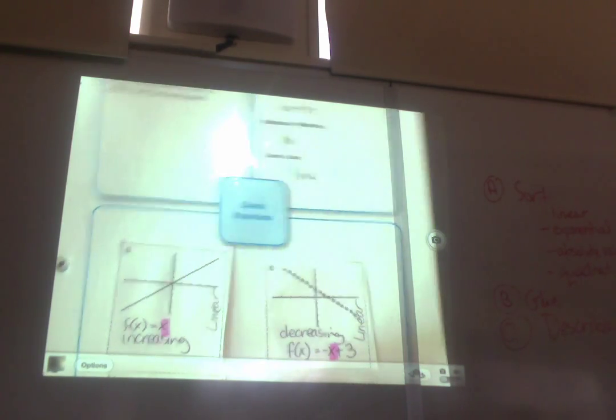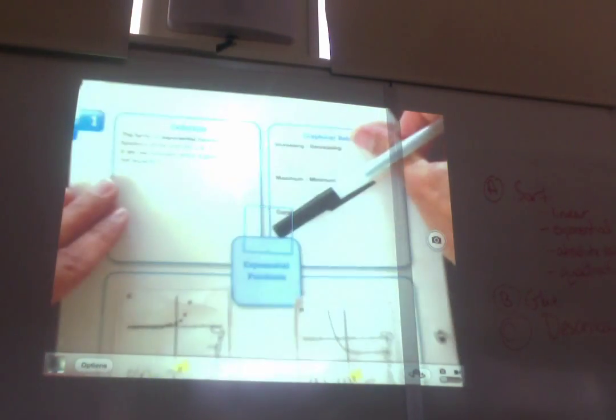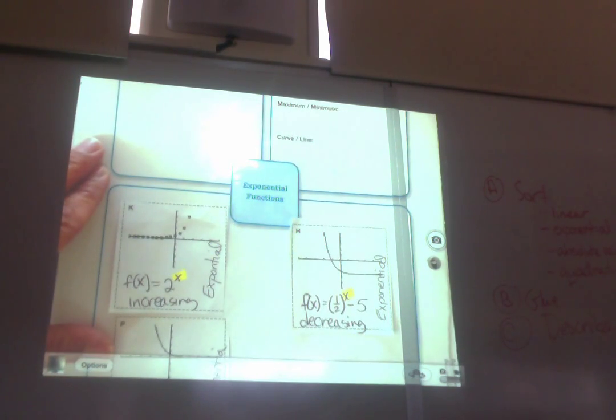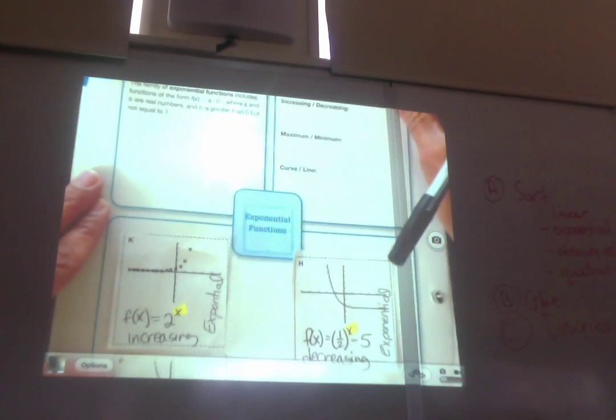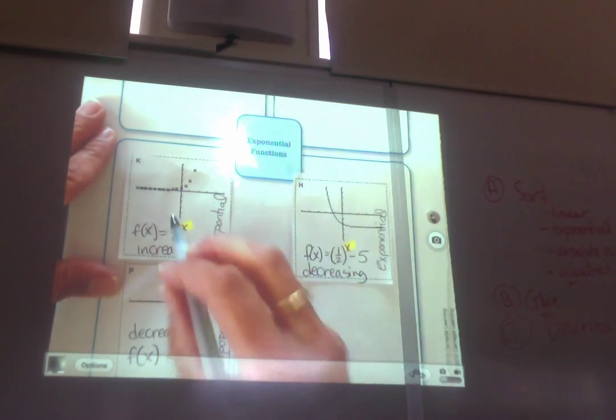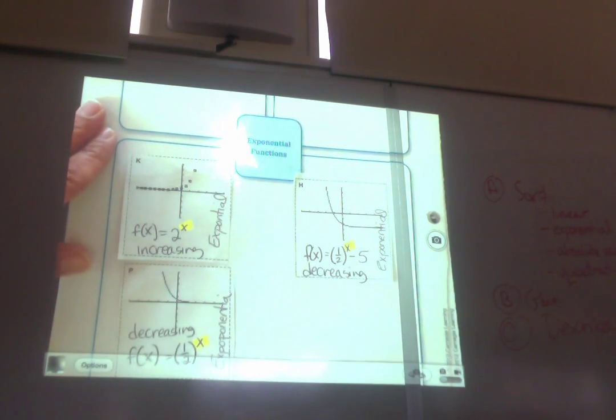Next page. Exponential functions. I had K, P, H. Is there one that I missed, or did you only have three? Okay. What do you guys have? Do you have K, P, and H glued down on page 48? Okay, take the N off. It's K, P, and H is what I have.